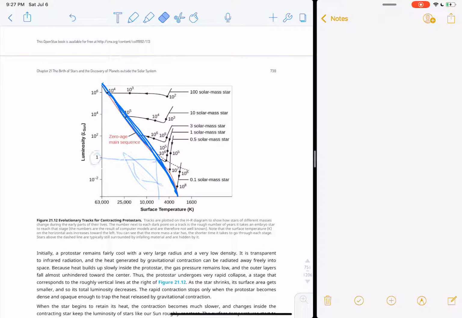Now, before a star fuses hydrogen, it could be here on the main sequence. It could be here or not there.